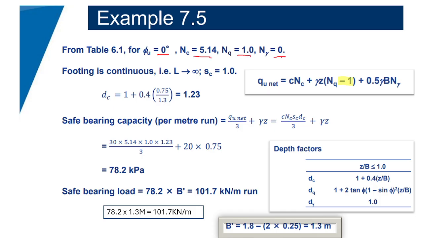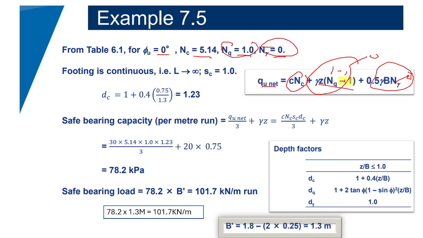Now in calculating the bearing capacity, it should be net for the safe bearing capacity. Take note of this formula of Nq minus 1. If you are going to substitute Nq, which is 1, this becomes 1 minus 1, so this all becomes 0. Nγ is also 0, so this one is also 0. So we can just use this one.